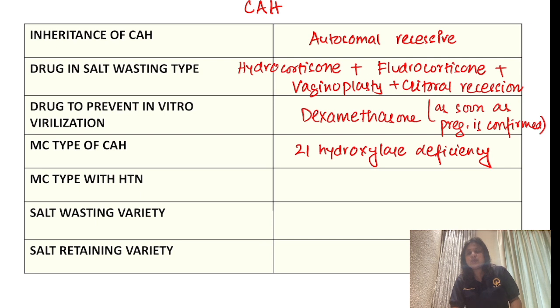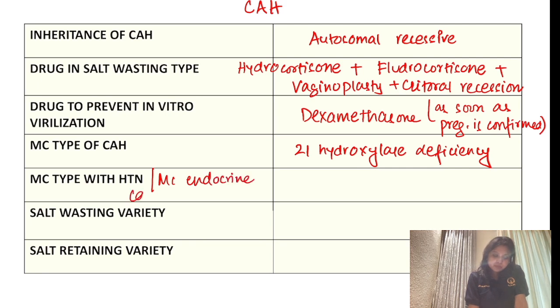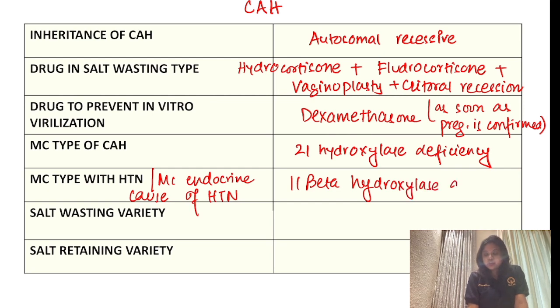What is the most common type of congenital adrenal hyperplasia associated with hypertension? Another way of putting the same question: most common cause of congenital adrenal hyperplasia with hypertension, or most common hormonal cause of hypertension in infancy, or most common endocrine cause of hypertension. The answer to this question is 11 beta hydroxylase deficiency. So 11 beta hydroxylase deficiency will present with the salt retaining variety.